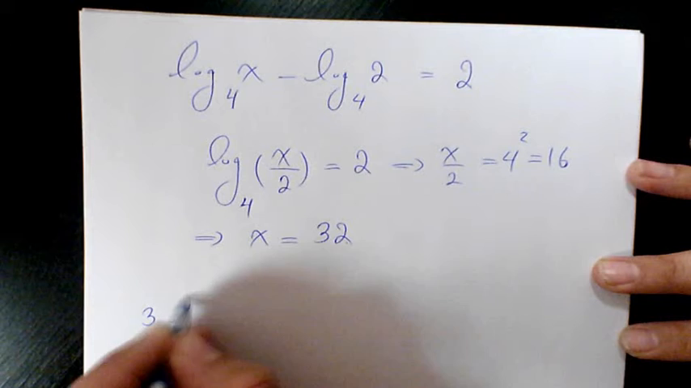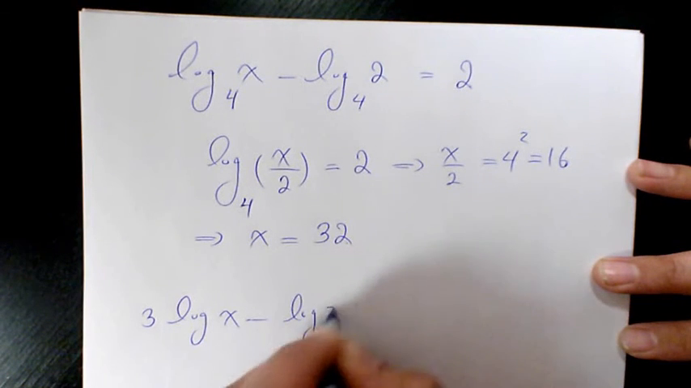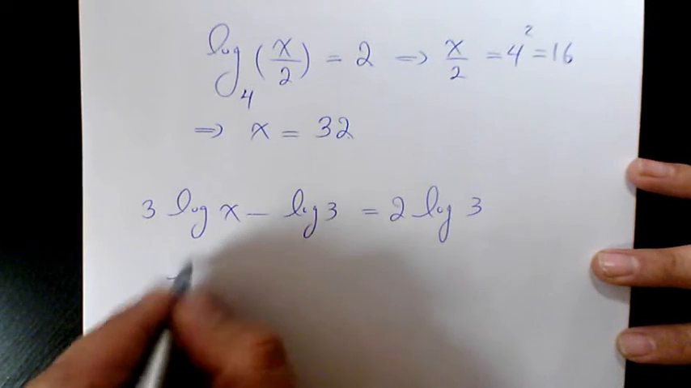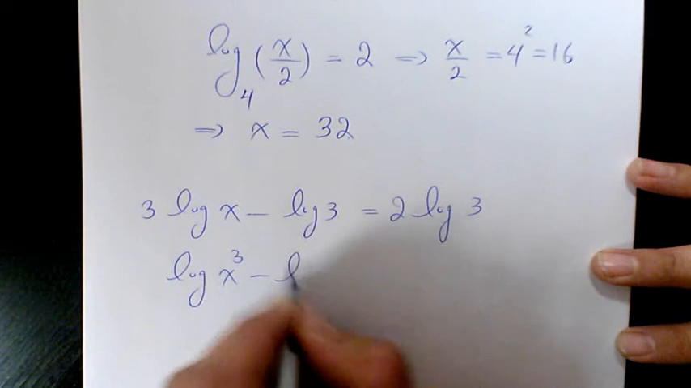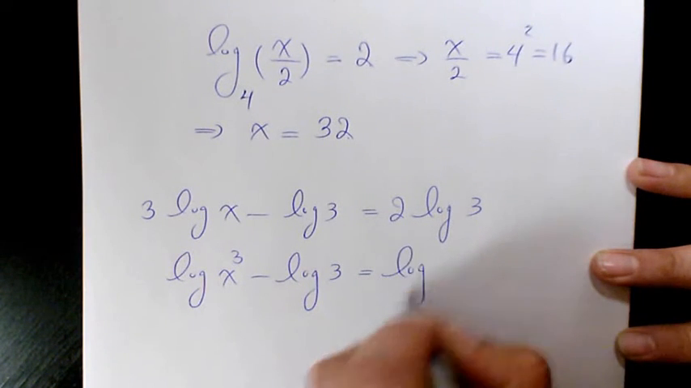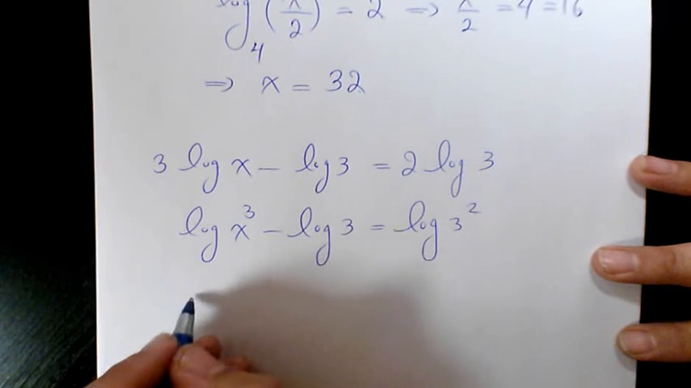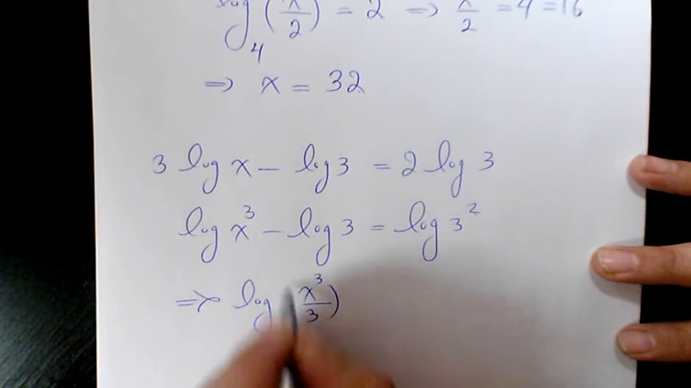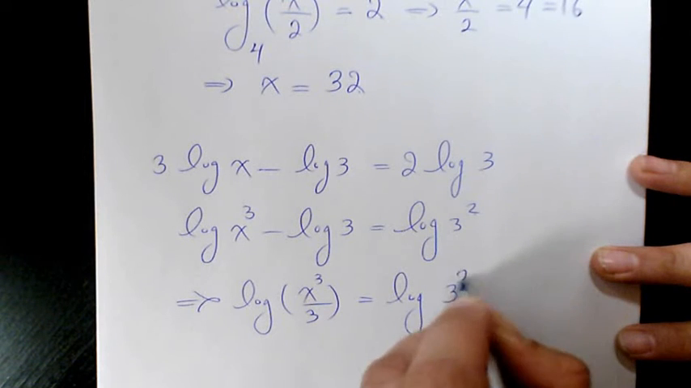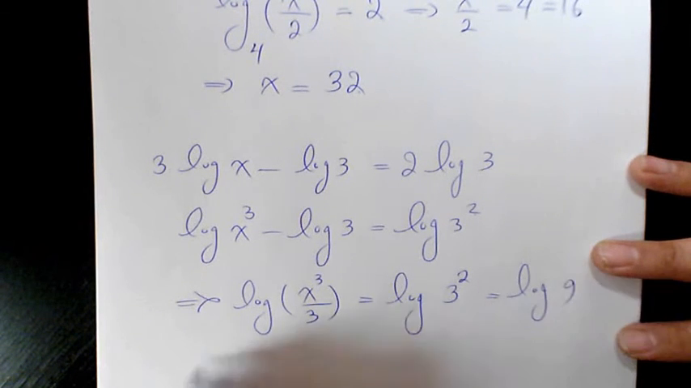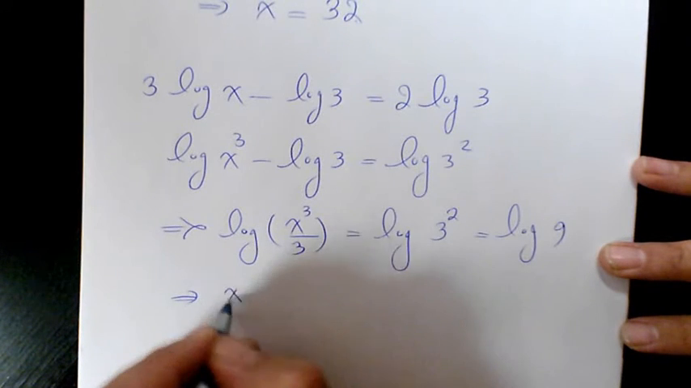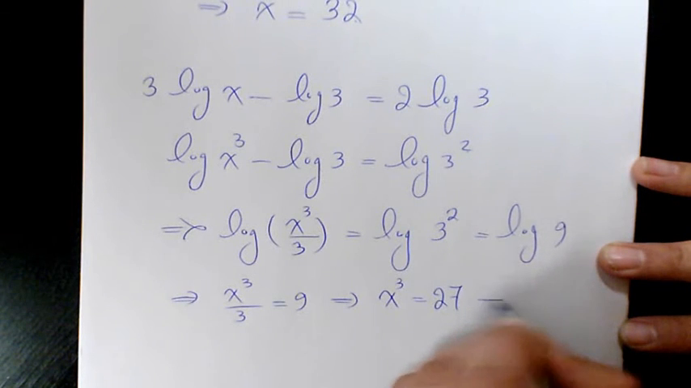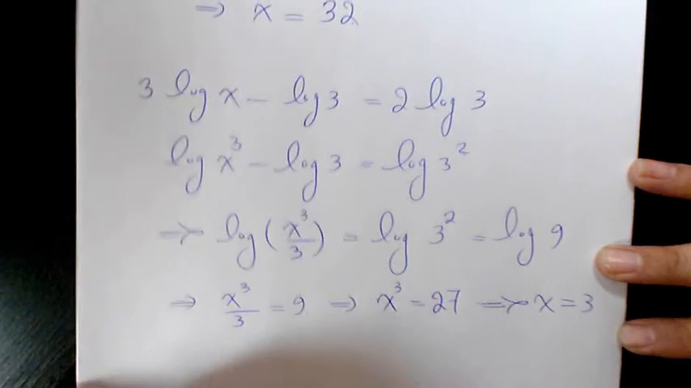Next one. 3 log x subtract log 3 equals 2 log 3. That's going to be log x cubed subtract log 3 equals log 3 squared. We can say log x cubed over 3 will be equal to log 3 squared, or log 9. Therefore, x cubed over 3 equals 9, and then x cubed equals 27. Therefore, x is 3.